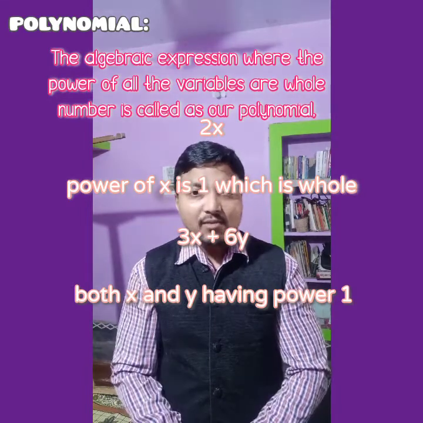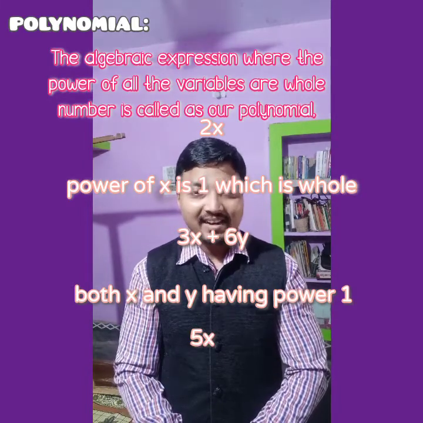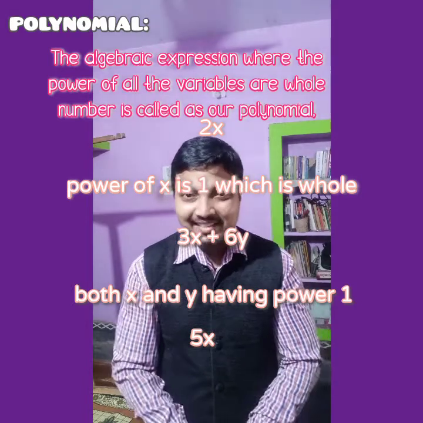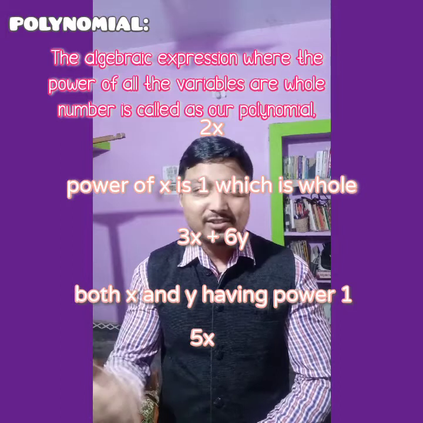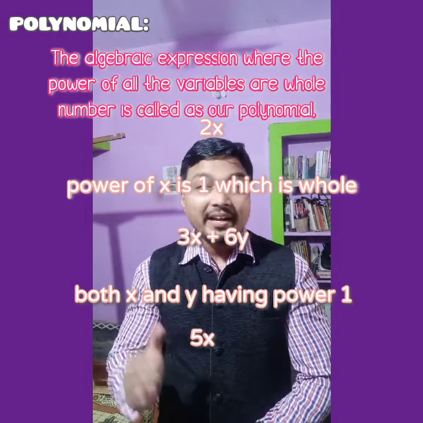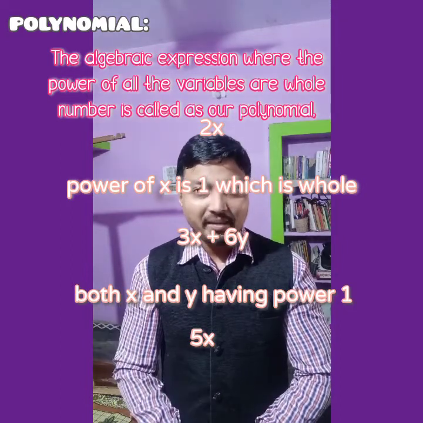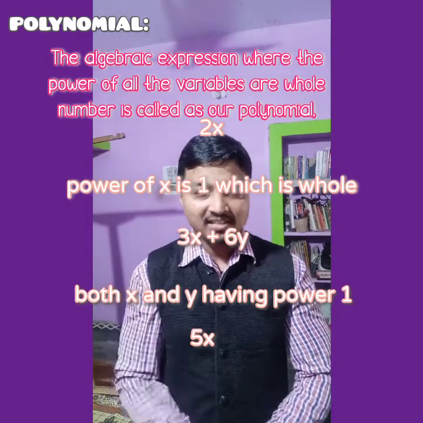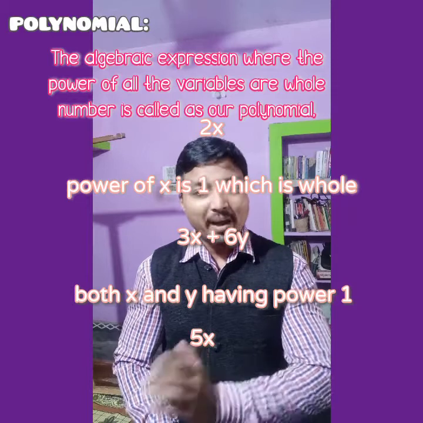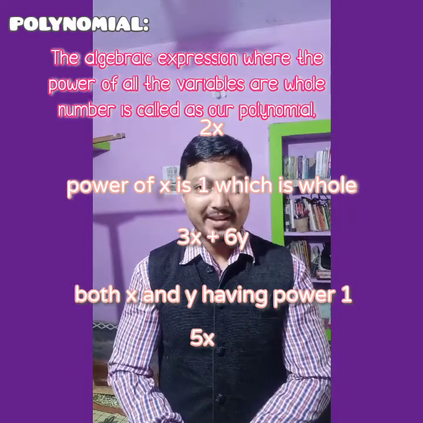And the next one is 5. 5 is a constant. Constant means no variable is there. So 5 means 5 into x to the power 0. For a constant term, you just have to remember that the variable has power equal to 0. So 5 is also called a polynomial.